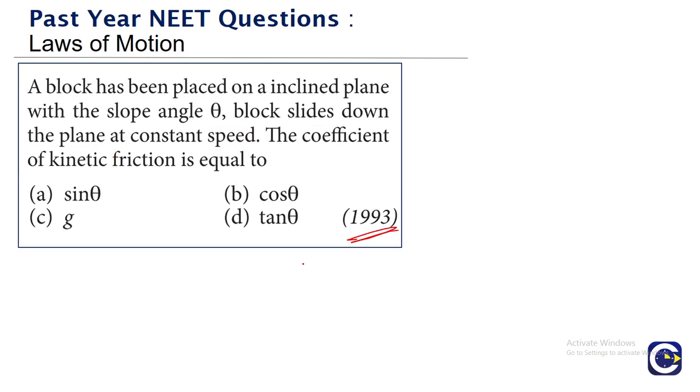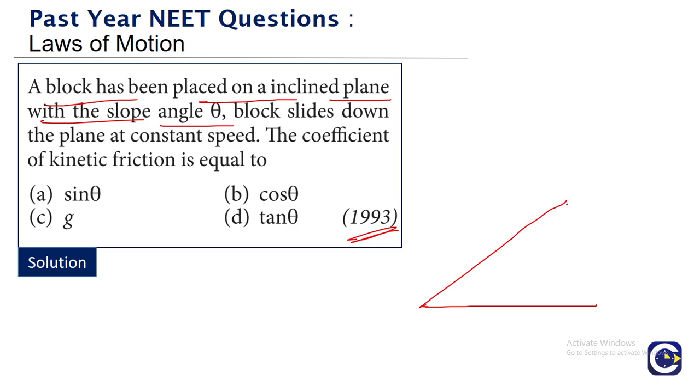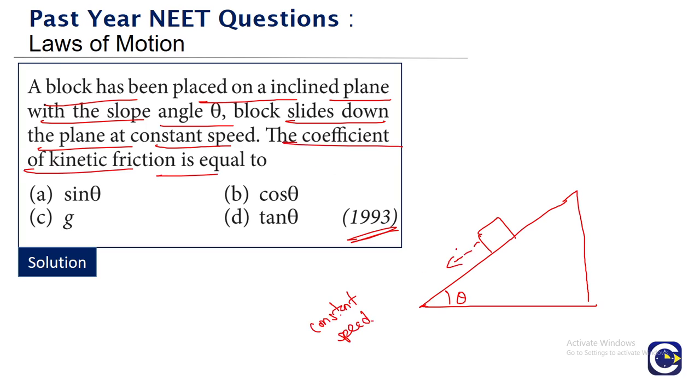Next we have a straightforward question based on an object on an inclined plane. A block has been placed on an inclined plane with slope angle theta. Theta is the angle of the inclined plane. So if you have the inclined plane like this, this is the angle. The block is placed. The block slides down the plane at a constant speed. The coefficient of kinetic friction is equal to?